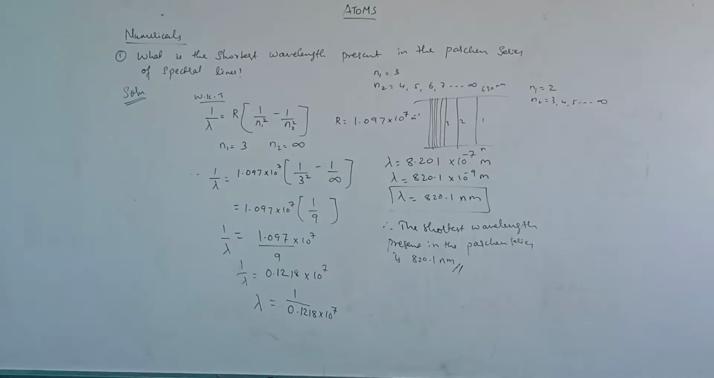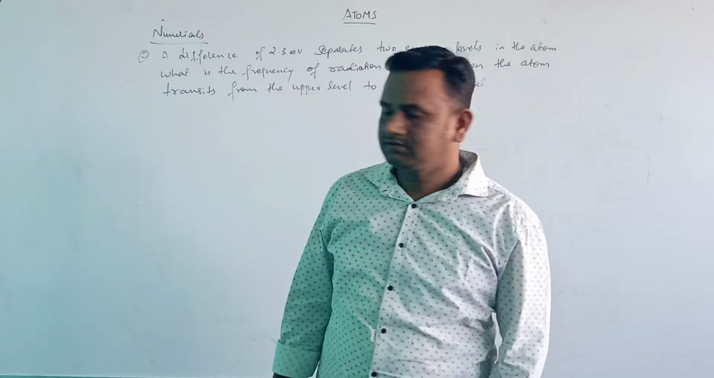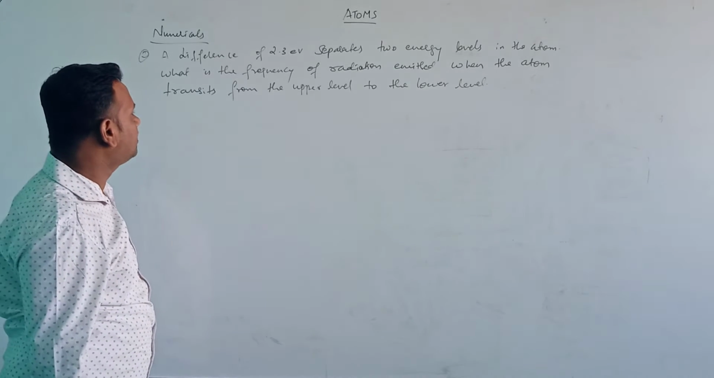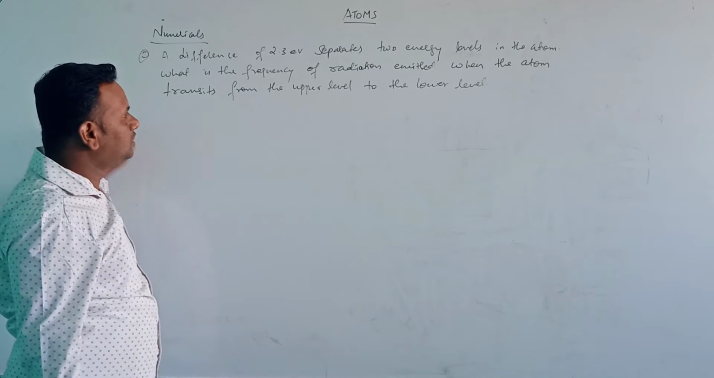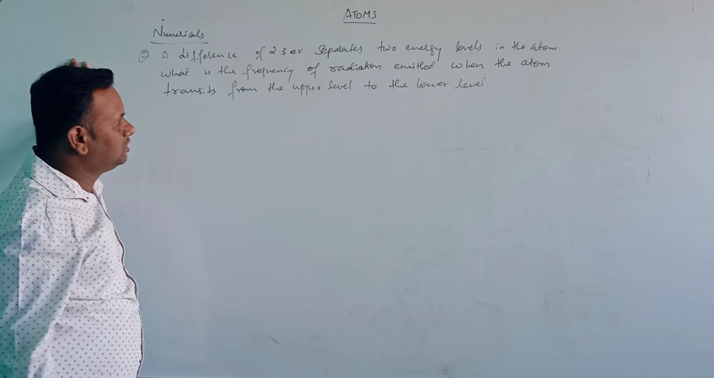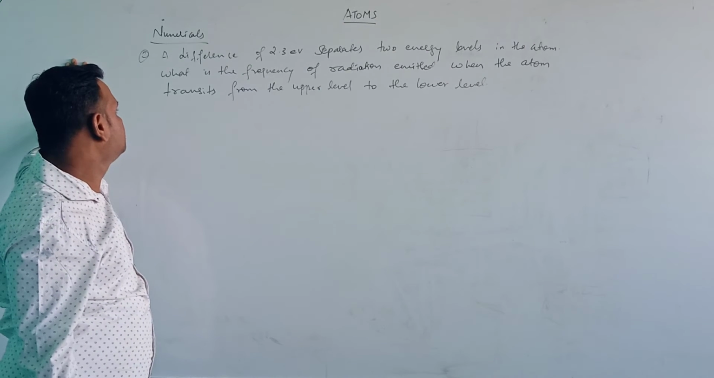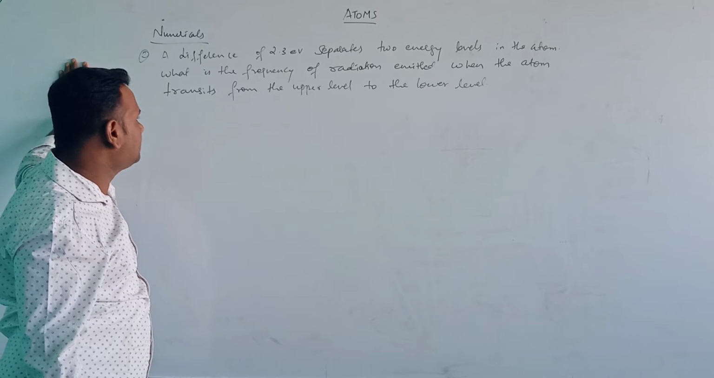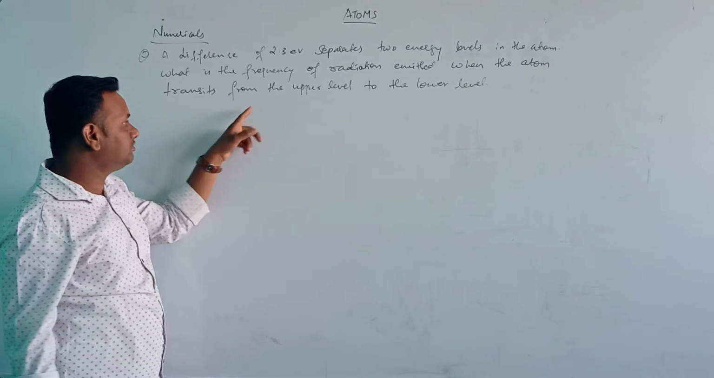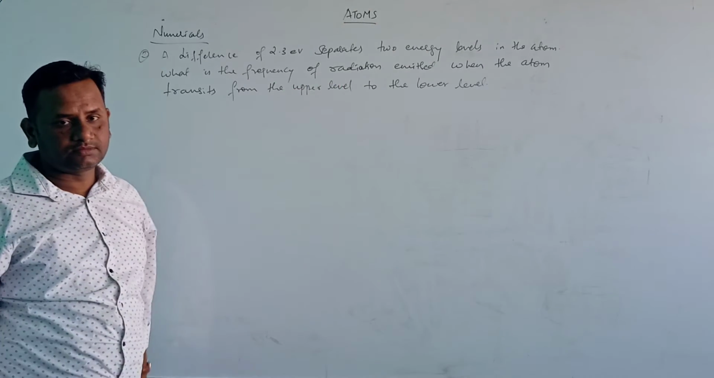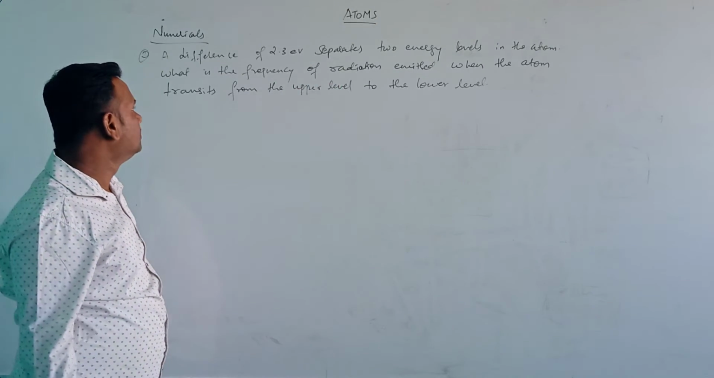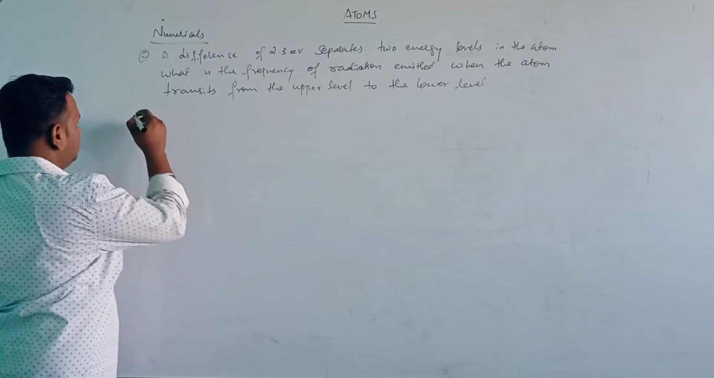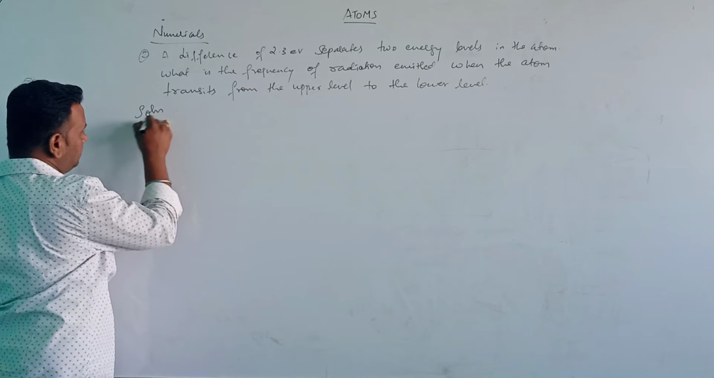So next question is: a difference of 2.3 electron volt separates two energy levels in the atom. What is the frequency of radiation emitted when the atom transits from the upper level to the lower level? So a difference of 2.3 electron volt. First of all, write the given data.